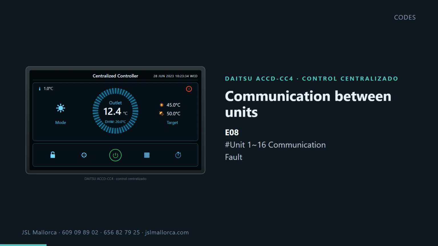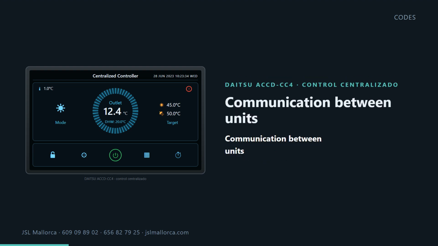Code E08. Unit 1-16 Communication Fault. It happens because communication of the centralized control board and the unit is abnormal. Code E081. Fan motor 1 and PCB communication fault. It happens because communication of the speed regulation module 1 with mainboard is abnormal. Code E082. Fan motor 2 and PCB communication fault. It happens because communication of the speed regulation module 2 with mainboard is abnormal.